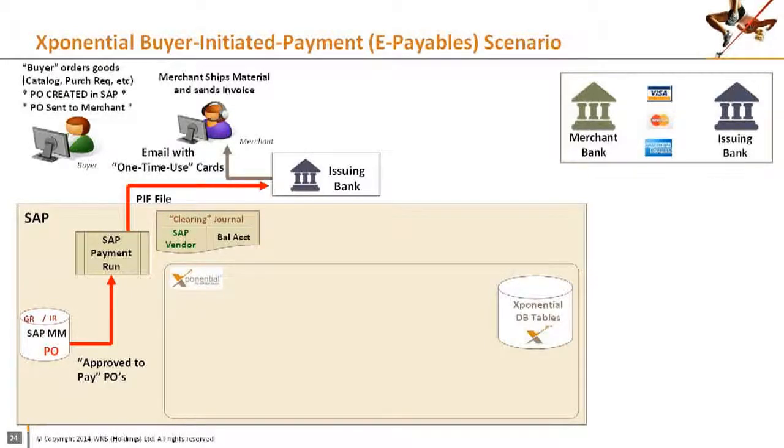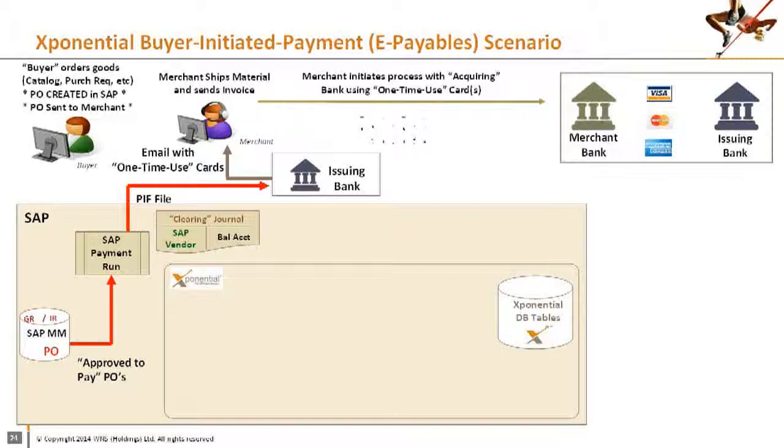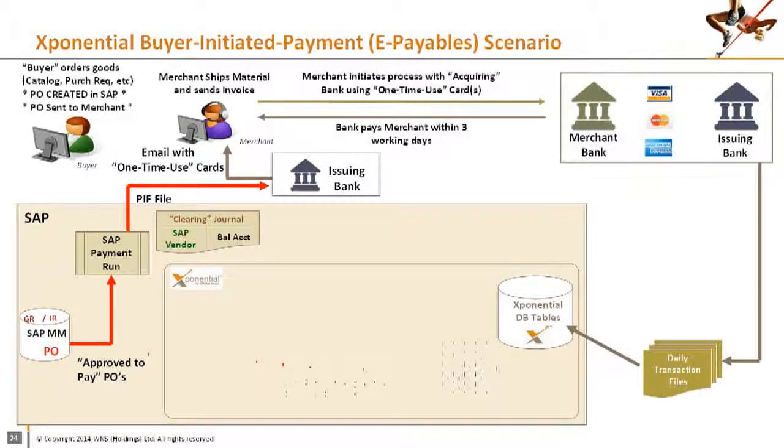In this case, the issuing bank will then generate one-time use or virtual card numbers, and they'll send emails to the merchants to tell them, here's a one-time use card number. It's good for this specific amount of money, for this specific amount of time, to pay yourself for this list of purchase orders. So then the merchant is able to pay themselves using those one-time use cards, and they will get their money, and then the transactions will come in through the daily files into Xponential.